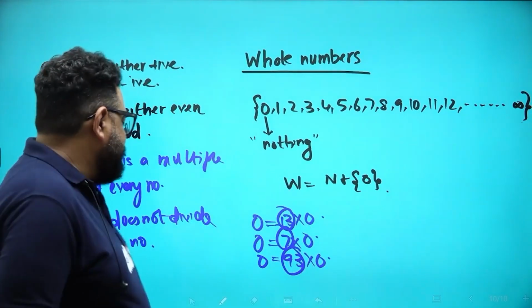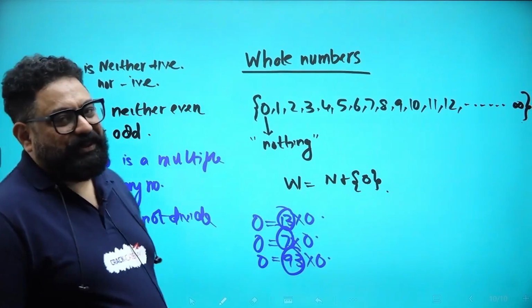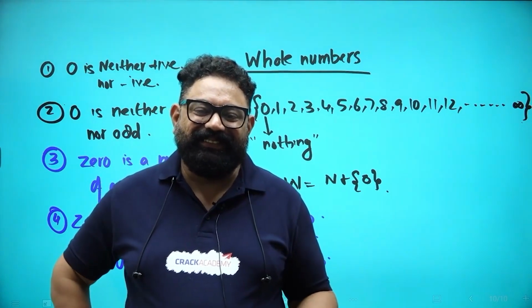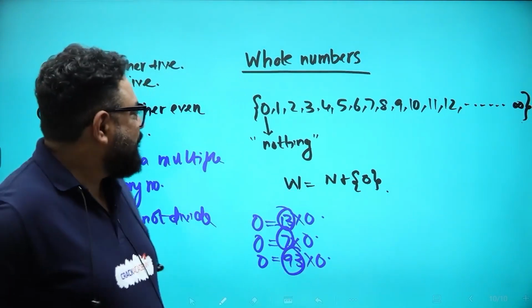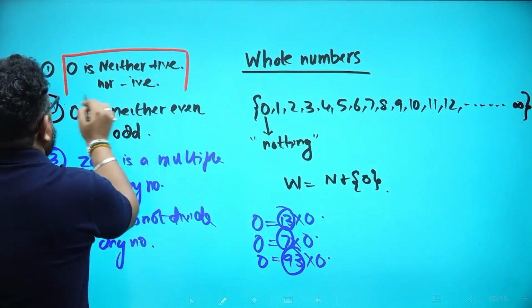Now you tell me, don't you think 0 is amazing? Most of you want more zeros in your salaries. You don't want more 9s in your salary. You want more zeros in your salary. Why is it so? Because 0 is neither positive nor negative.